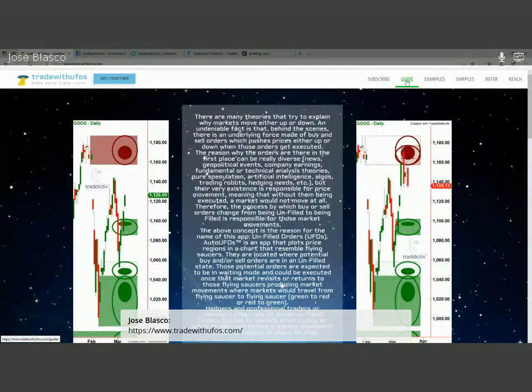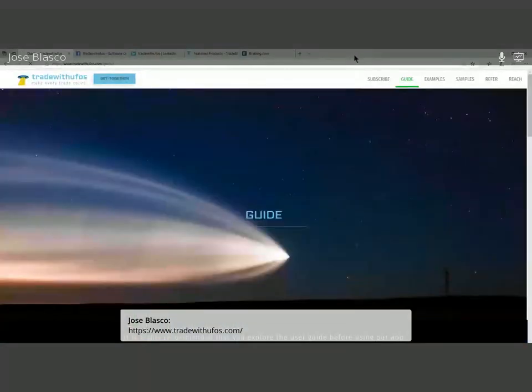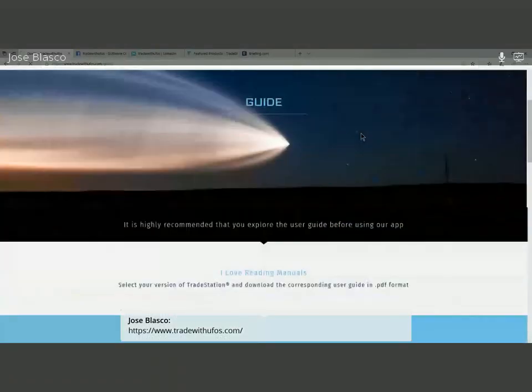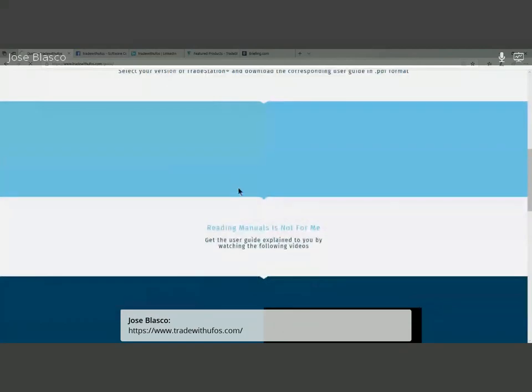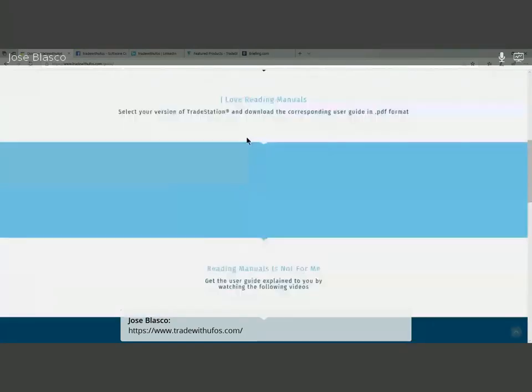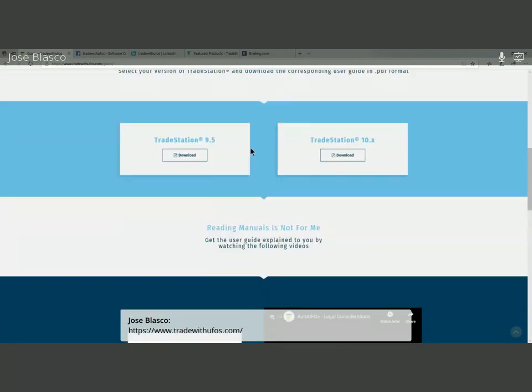For example, the guide. I always point at the guide. It is obviously critical and very relevant that when you are about to use a tool, whatever tool that is, you know how the tool works. So we have a guide section with a couple of manuals for TradeStation 9.5 and also TradeStation 10. You may love reading manuals. Well, if you don't, here are the two boxes. You can download TradeStation 9.5, TradeStation 10.